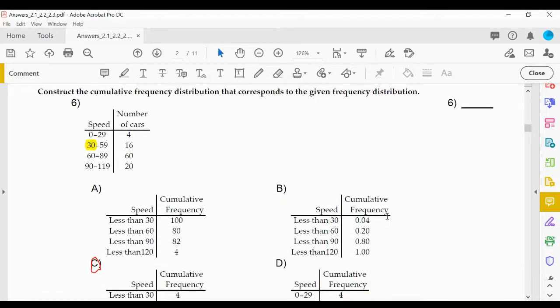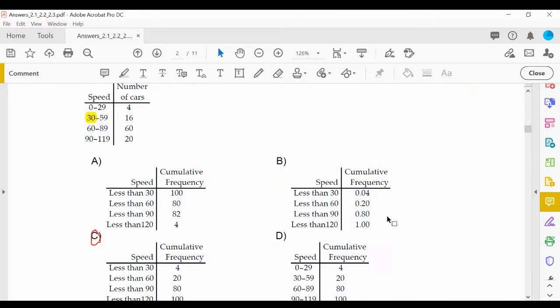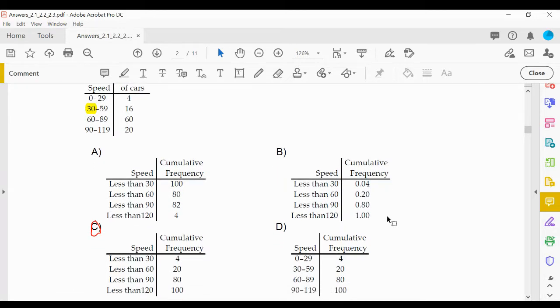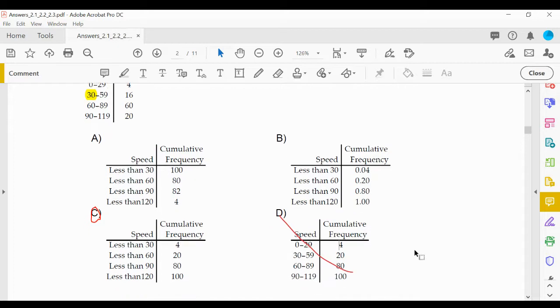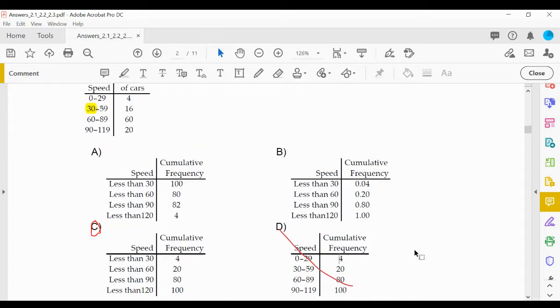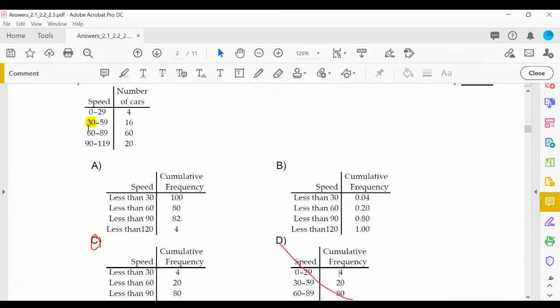Cumulative frequency. Here's the deal with cumulative frequency. Cumulative always starts out with the words "less than." Right away, I see letter D does not have the words "less than," so I know it's not letter D. The second thing to be aware of is that it begins with the lower class limit of the second class. In this case, it's 30.